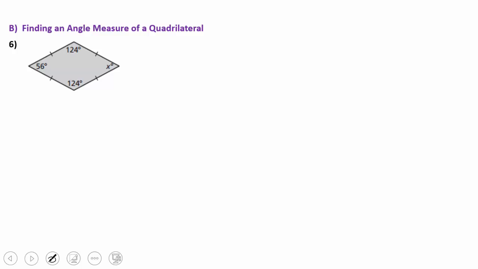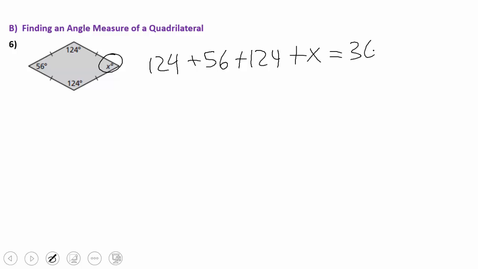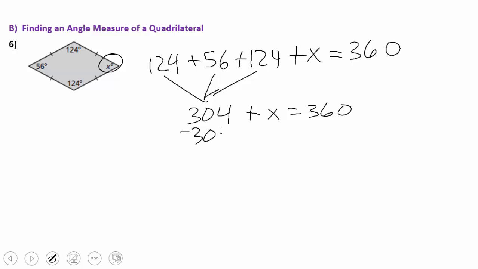And all we have to do then to find the missing angle measure x is to take the others and add them up. We have 124, we have 56, and we have another 124, and then we have x. And that is equal to 360 degrees. Of course, when we add these 3 angles together, by simplifying this equation, by combining like terms, that's 304 plus x is equal to 360. Subtracting 304, you would find that x is equal to 56 degrees.